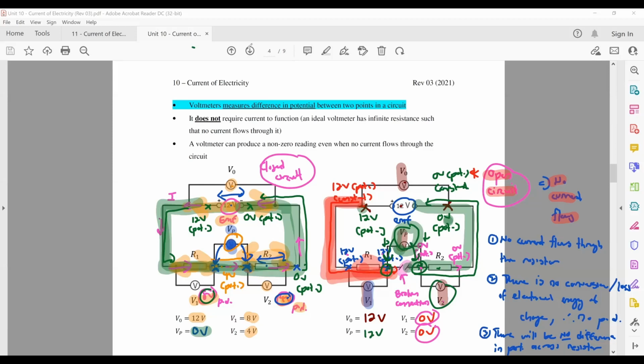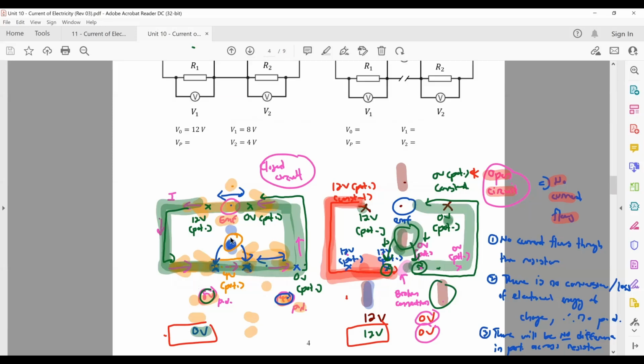Okay. So notice the difference here between this one and this one. This one, you have current flowing, but you're not getting any reading in the voltage. And then this one, you don't have current flowing, but you're getting some reading for the voltage. It's more like you looking at the diagram and seeing how the potential changes. Right? So this is for voltmeter.